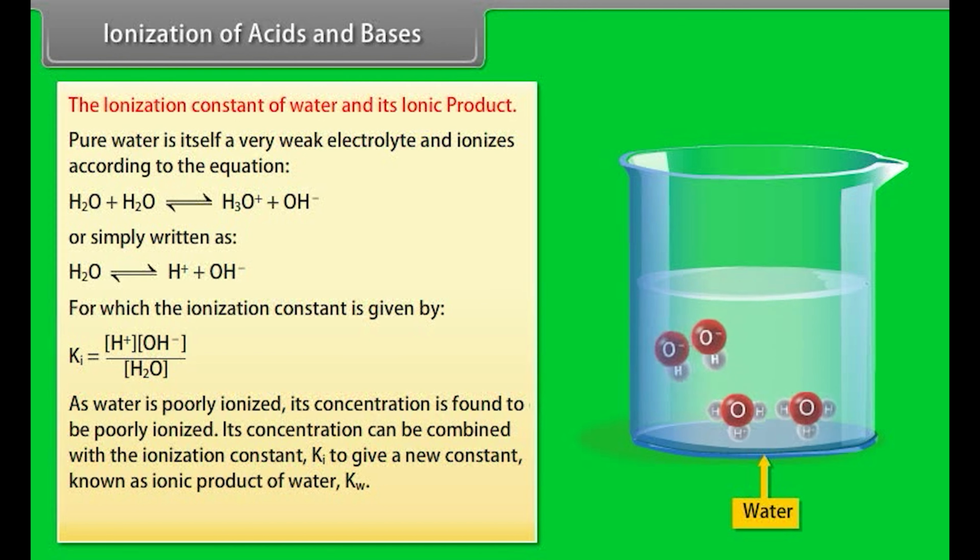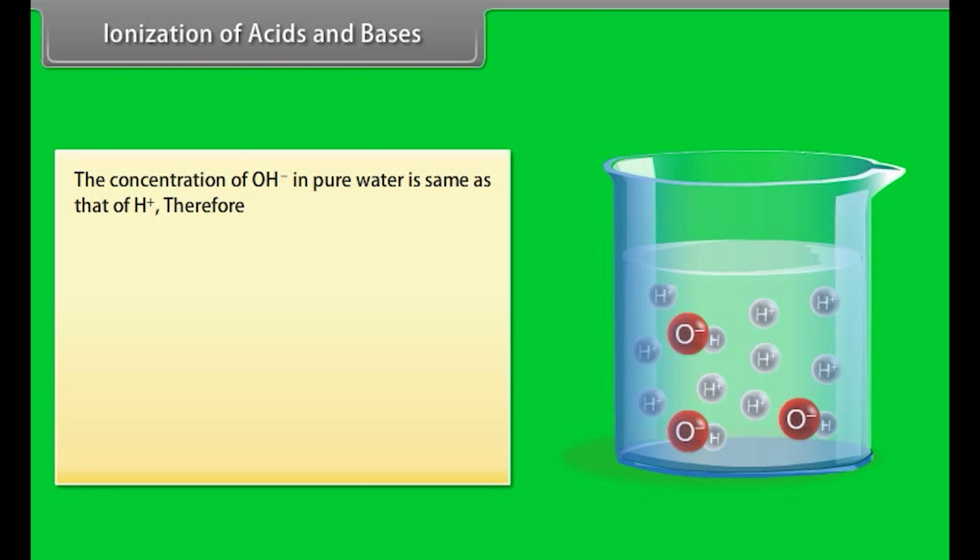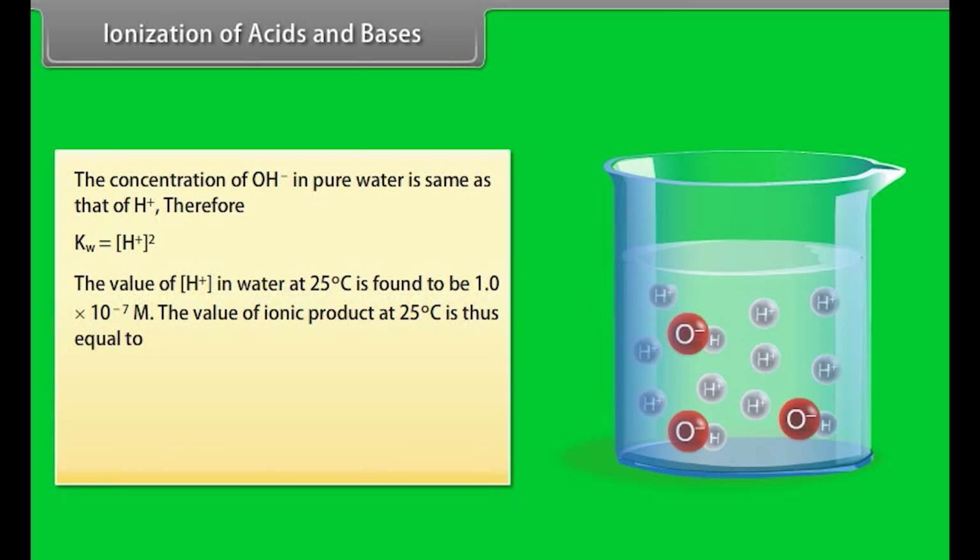Its concentration can be combined with the ionization constant, Ki, to give a new constant, known as ionic product of water, Kw. Name it as equation 1. The concentration of OH- in pure water is same as that of H+. Therefore, Kw is equal to [H+] squared. The value of [H+] in water at 25 degrees Celsius is found to be 1.0 times 10 raised to the power minus 7 M.